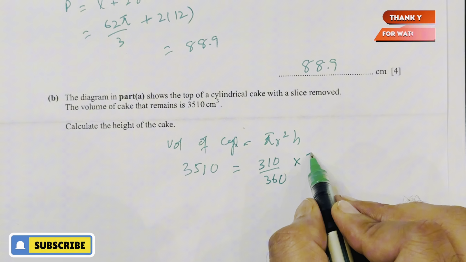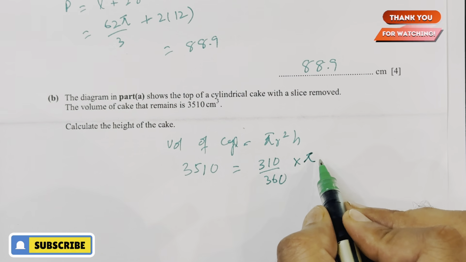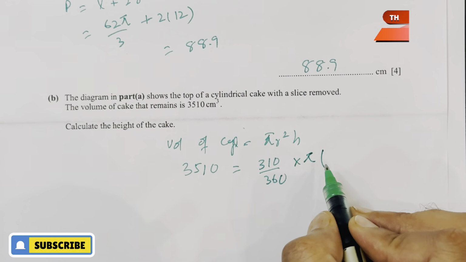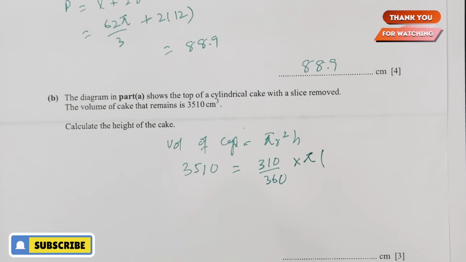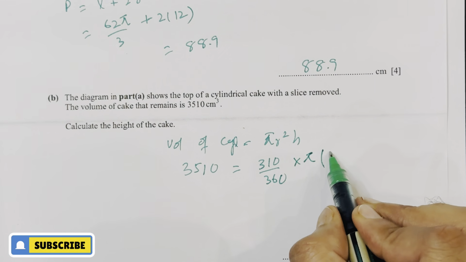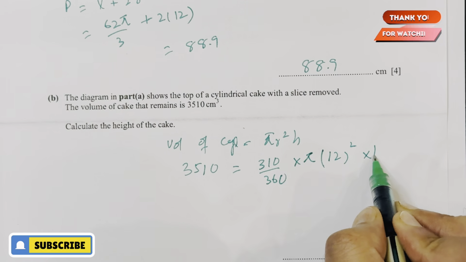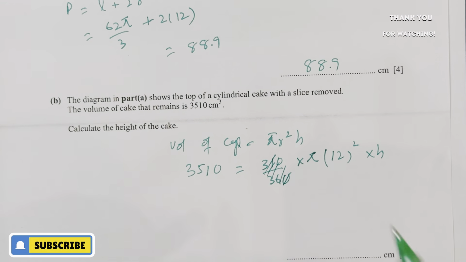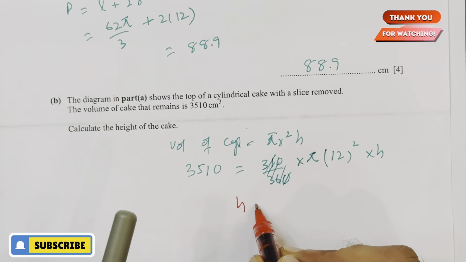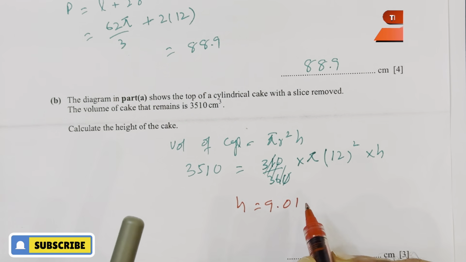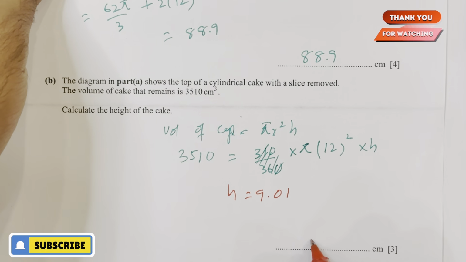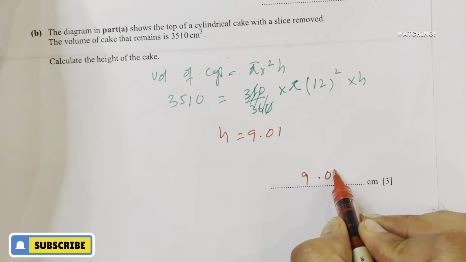multiplied by pi r square, the value of r square is 12 square into h. You don't need to use pi over here. So after solving this, you get the value of h, that is equal to 9.01 centimeters. So this is our final answer.